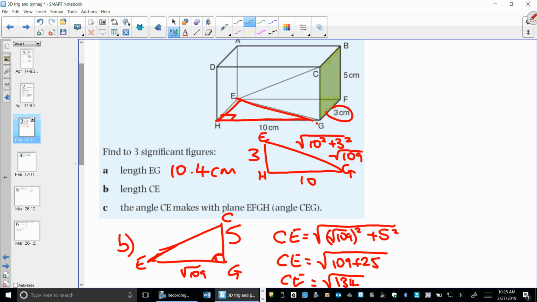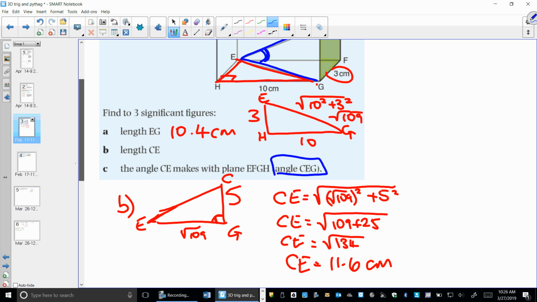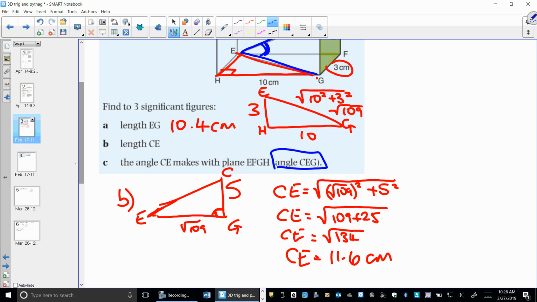And we want to know what the line CE, so here's my CE, what angle does it make with this plane on the bottom? Well, it's going to be this angle here. Yeah? Now, they did highlight that. They said angle CEG. So they told you which angle they're talking about, but they're not always going to do that. So sometimes you're going to need to use your noggin there. Okay? So actually, it's my same diagram as here.